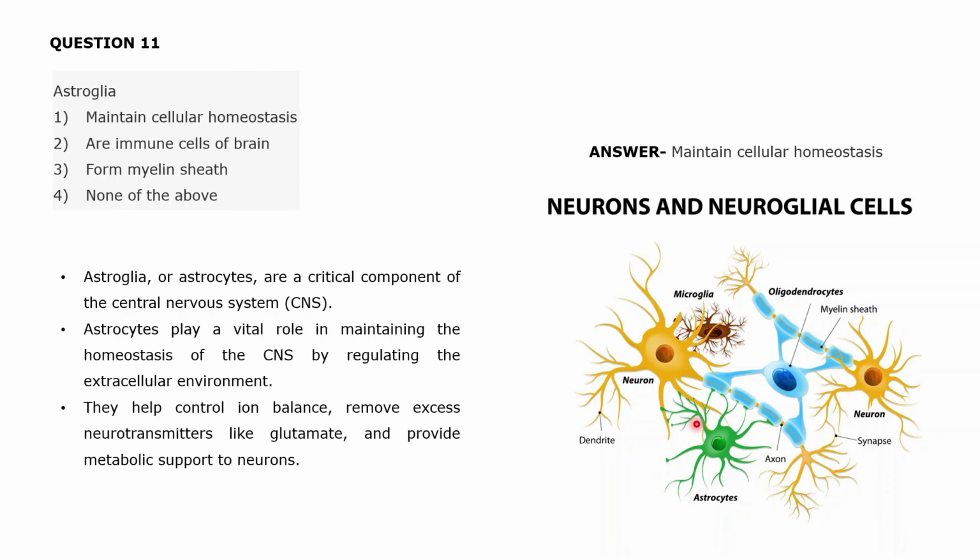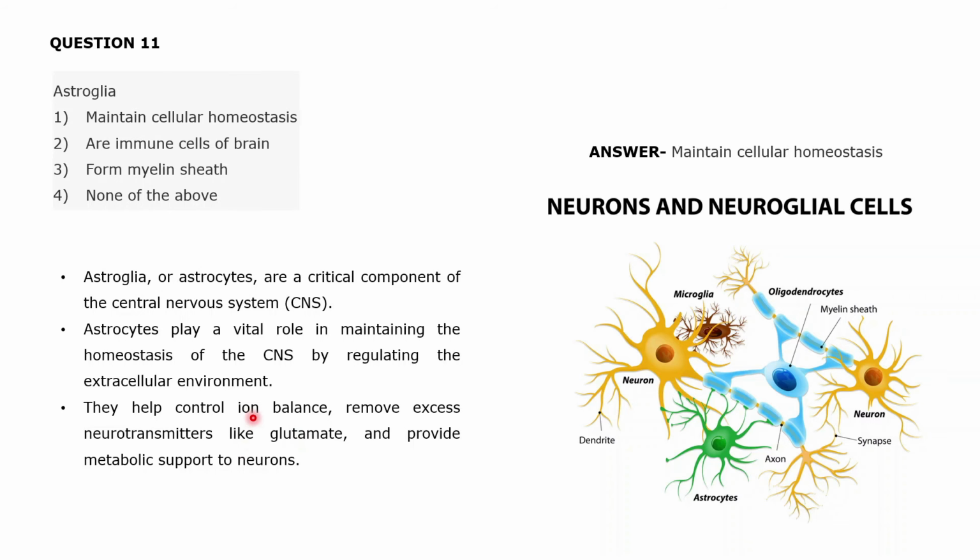Apart from that, this is actually involved in regulating cellular homeostasis. How? Because they help to control the iron balance, remove excess neurotransmitters like glutamate, and also provide metabolic support to the neurons when they are developing. So this is how it maintains cellular homeostasis. Some amount of function is also involved in the formation of the myelin sheath, but that is totally the activity of oligodendrocytes. In the case of astroglia or astrocytes, it is involved in maintaining cellular homeostasis.